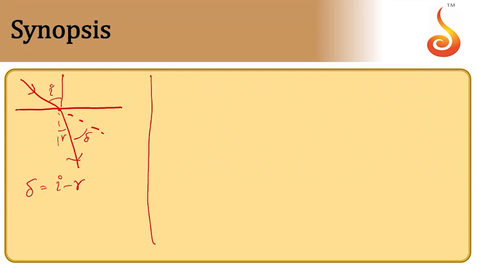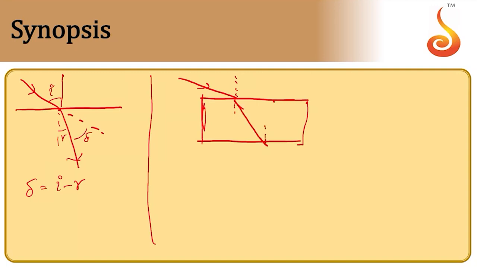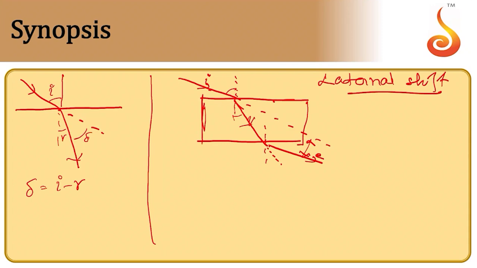If I consider such a refraction to take place from a parallel sided slab or block, then what exactly happens? Let us see. The ray of light is incident here, it undergoes refraction, and it has actually traveled from rarer to denser medium, therefore it moves towards the normal, and then it gets out traveling from denser to rarer medium, therefore it moves away from the normal. But clearly the incident ray and the emergent ray are parallel to each other. Thus there is a shift in its position, and this is what is called lateral shift.